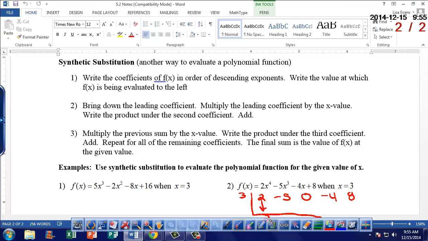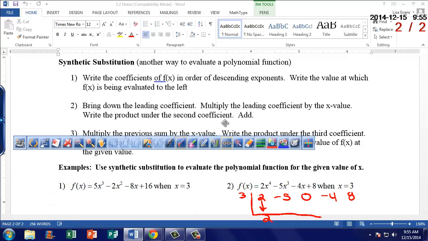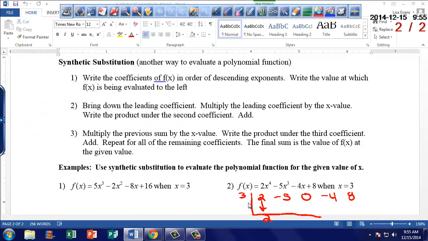So what we do is we drop this down. That's 2. Oh, it's hard to see. Let me move this. Okay. We drop this down. We do multiplication. 3 times 2 is 6. We write it in the next column, and then we add. -5 plus 6 is 1. Now we do multiplication. 3 times 1 is 3. Now we add. Now multiplication again. 3 times 3 is 9. Now we add. Multiplication again. 3 times 5 is 15. Now we add. This is our final answer. And we did get what we got above using direct substitution.